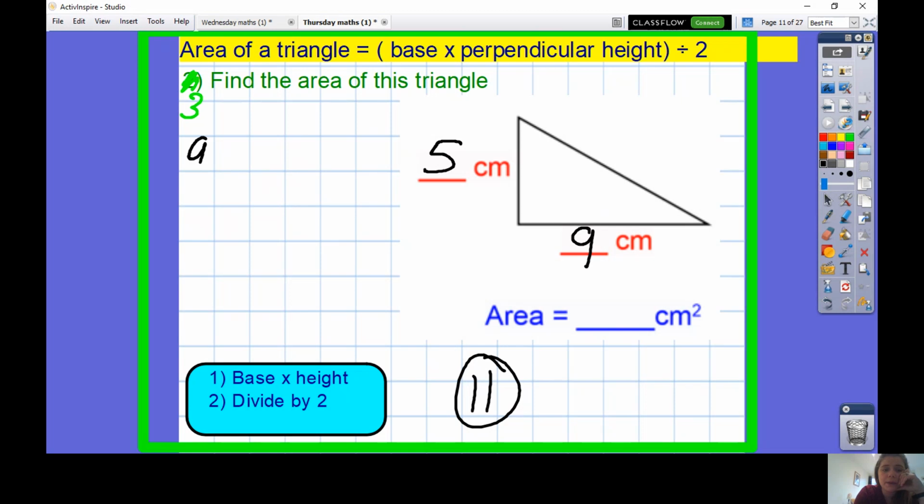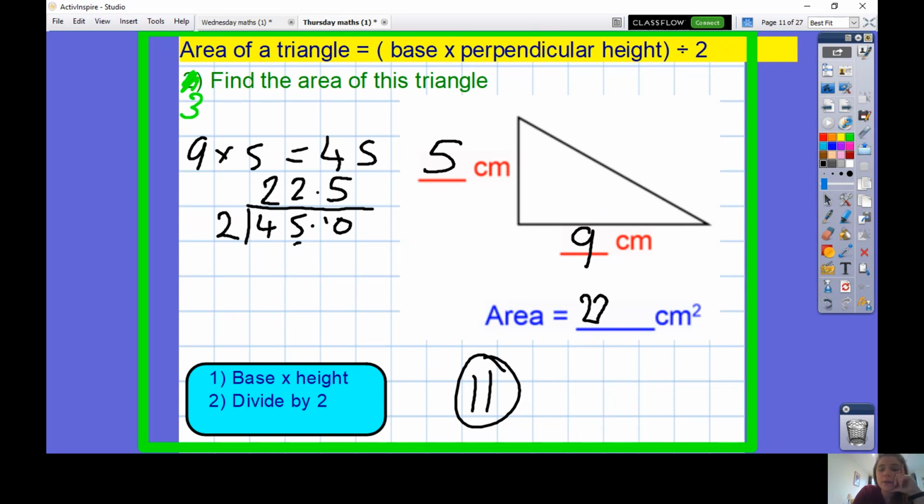Okay, so base times height would be 9 times 5 would be 45. I'm now doing 45 divided by 2. I know I'm going to have a decimal answer because 5 is an odd number. 2 goes into 4 twice, 2 goes into 5 twice, regrouping 1, and 2 goes into 10 5 times, 22.5 centimetres squared. You could have also done partitioning there. Half of 40 is 20 and half of 5 is 2.5 if you like mental methods.